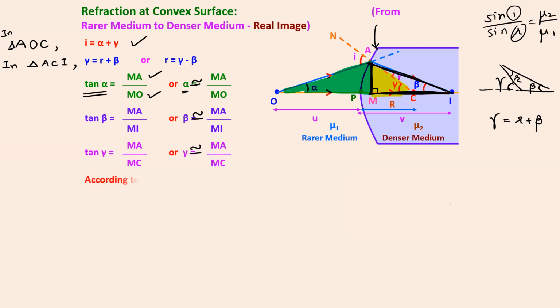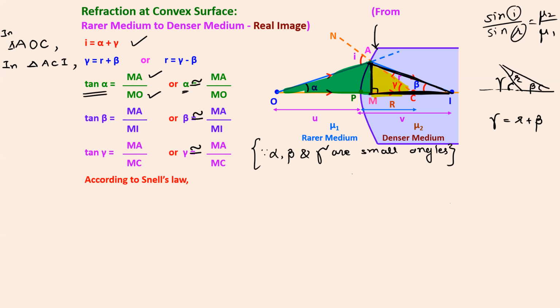Why could I use all this? In the bracket, please mention that alpha, beta, and gamma are small angles. Only then can we take tan alpha is similar to alpha, tan beta is similar to beta, and all these things.